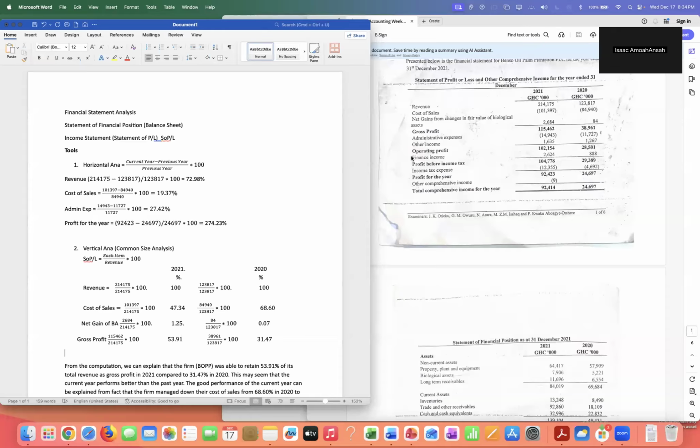So for operating profit, going forward, maybe in the coming exam, the examiner can ask you to explain operating profit. Is that okay? The examiner can ask you to explain operating profit.